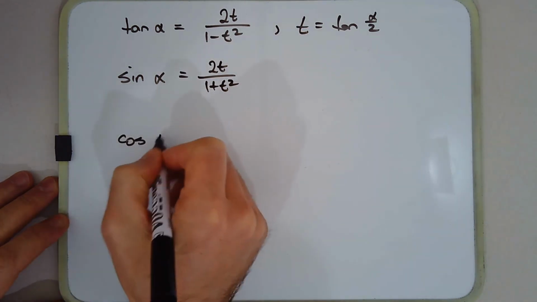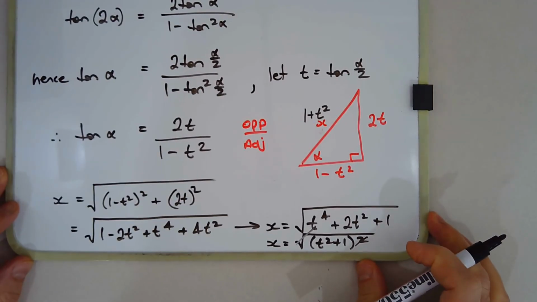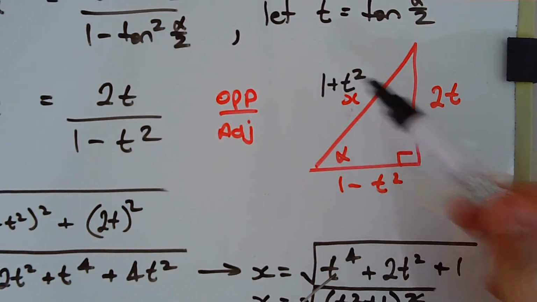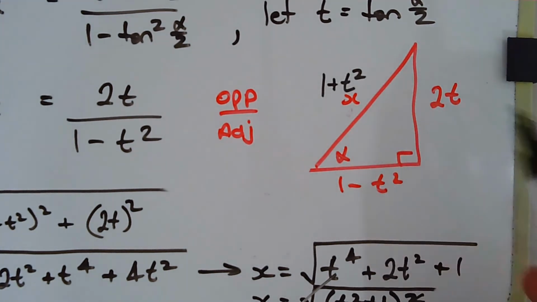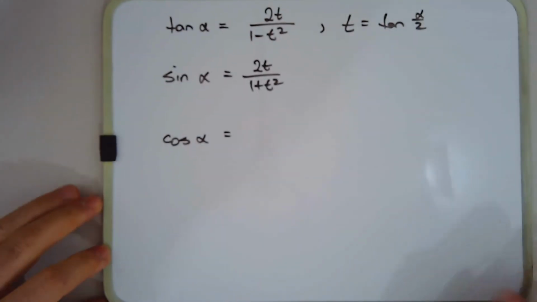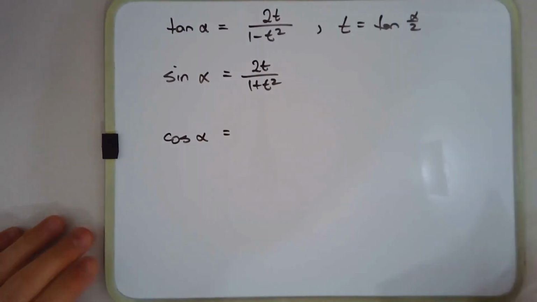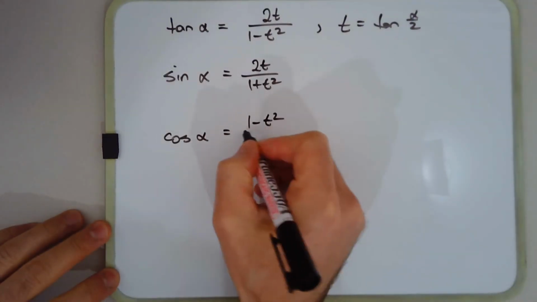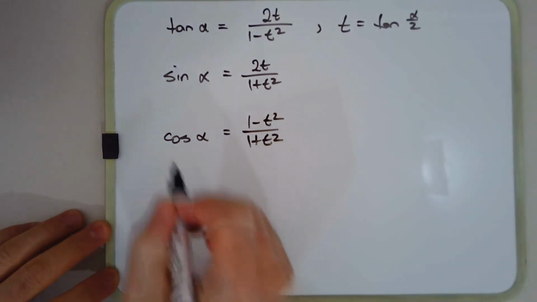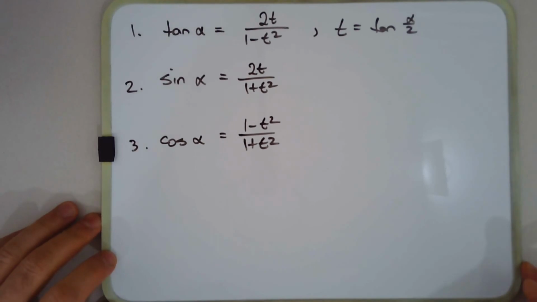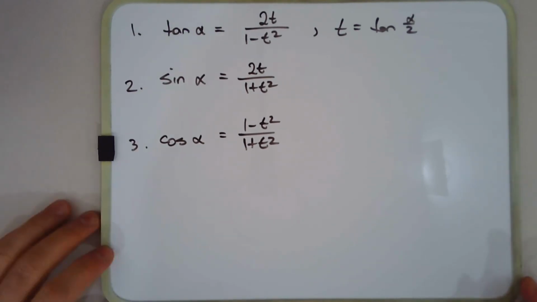And we have cosine of alpha. Again, we go back to our triangle, and it's just good to remind yourself. It's adjacent over hypotenuse, so it's going to be 1 minus t squared over 1 plus t squared. So these formulas, 1, 2, and 3, are our half angle formulae for tan alpha, sine of alpha, and cos of alpha respectively.